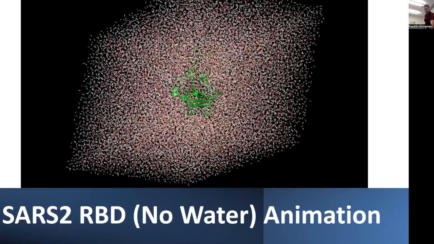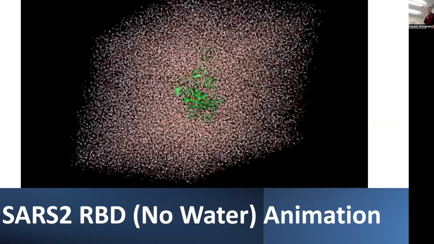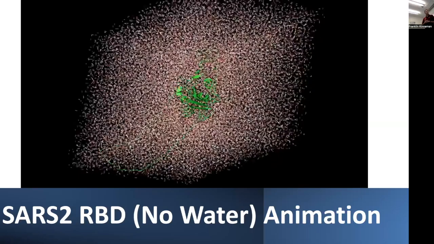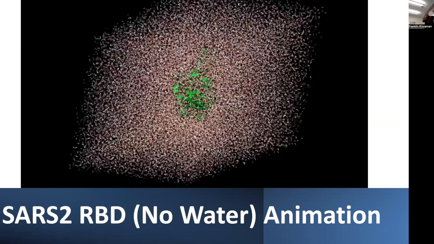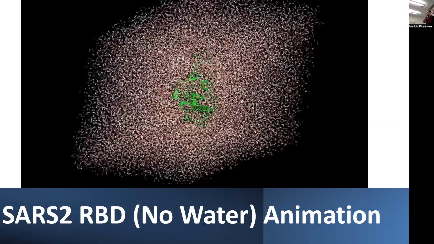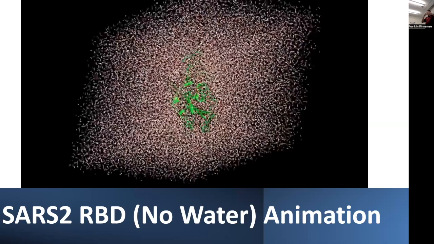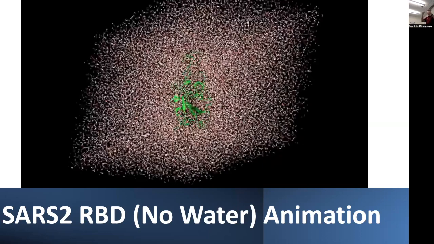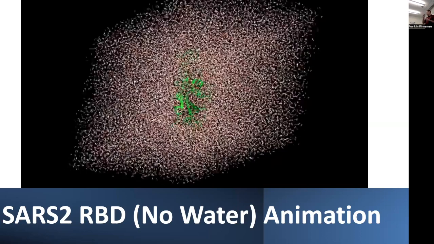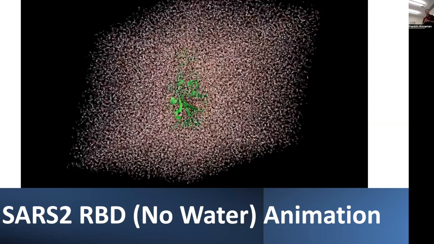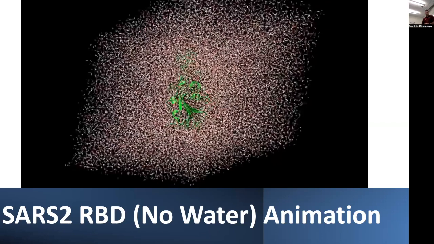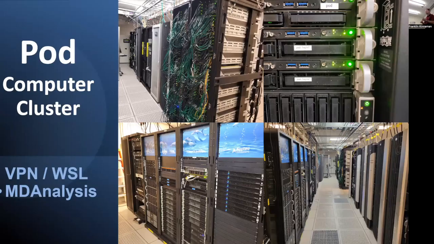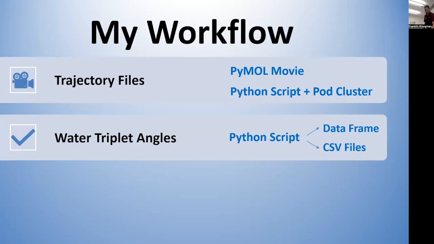This is just a quick animation to show you how it looks. It's having trouble on the Zoom, but you can see the water molecules moving around the spike protein, and the MD analysis is taking those water measurements two layers deep all the way around the protein. It's a little hard to see on that screen. It's a little smoother on this one, but hopefully you can get an idea of how that animation works. Like I said, I would send those batch files to the pod cluster, and it would bring me back a bunch of data.